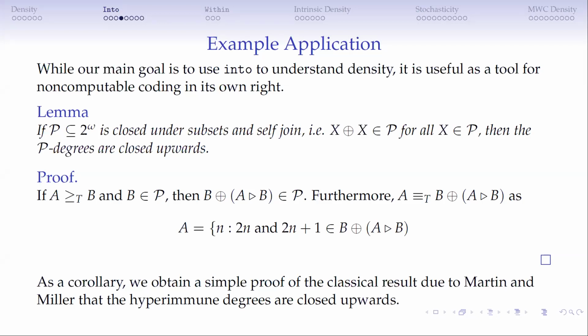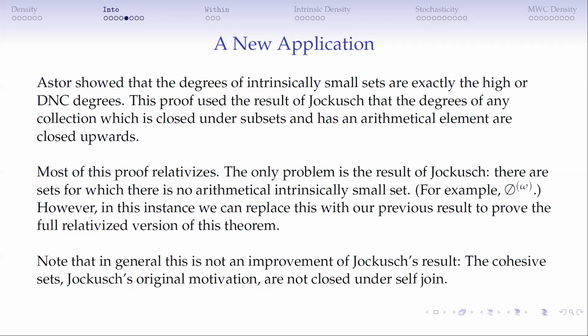Okay, so that's a cute little lemma. But this result that we obtained as a corollary has a bunch of different proofs. So why should we necessarily care about this? Well, we can actually use this lemma to prove something new that wasn't known before, but that requires a little background. So Eric Astor showed that the degrees of intrinsically small sets are exactly the higher DNC degrees.